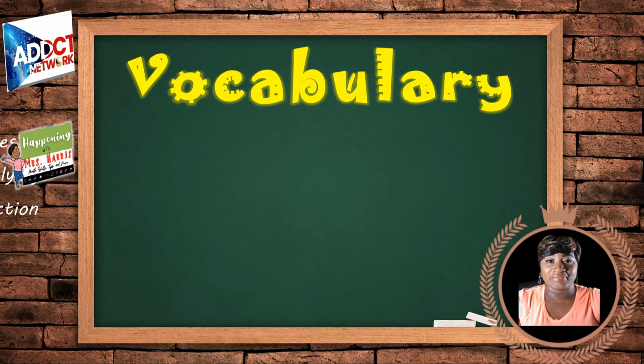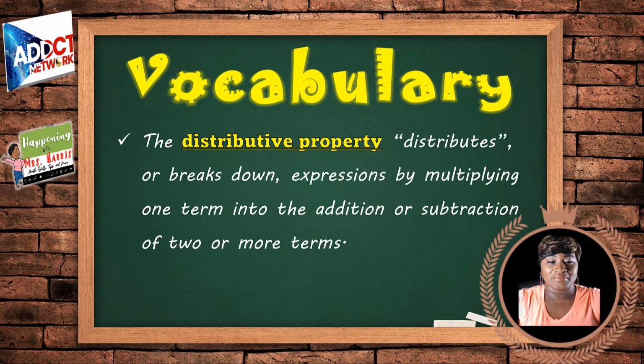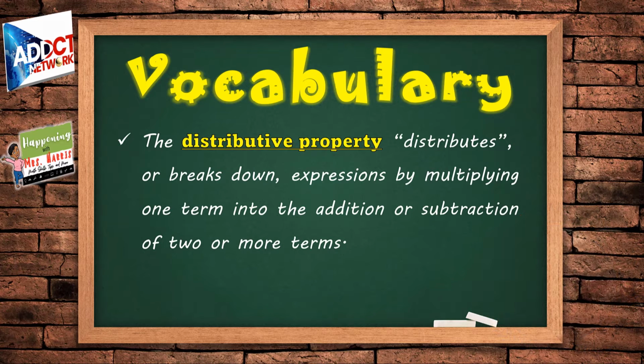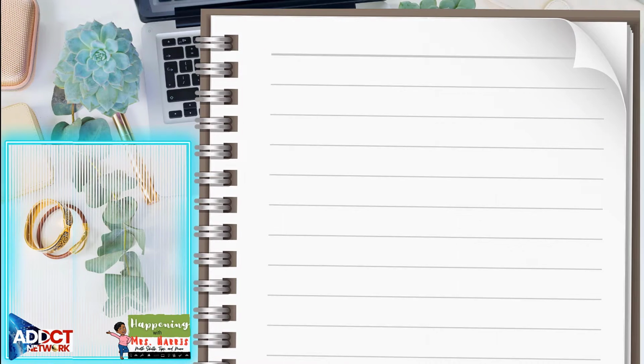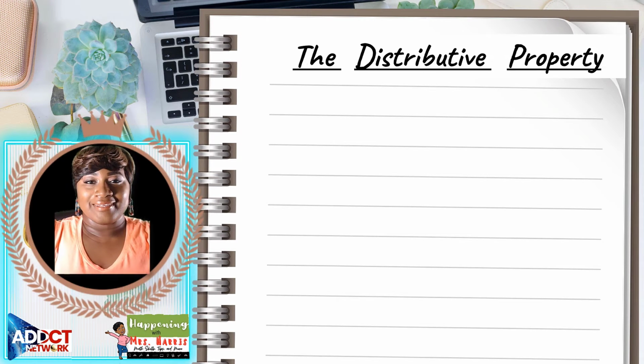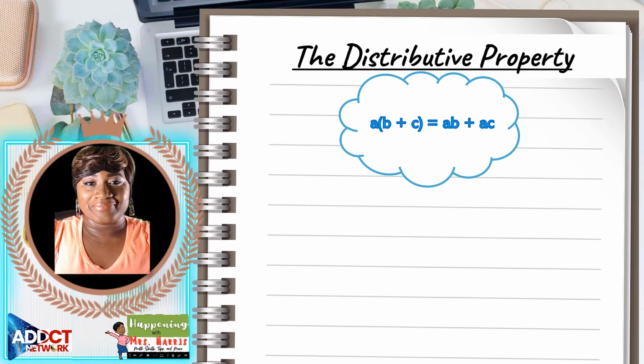Vocabulary. The distributive property distributes or breaks down expressions by multiplying one term into the addition or subtraction of two or more terms. The distributive property.